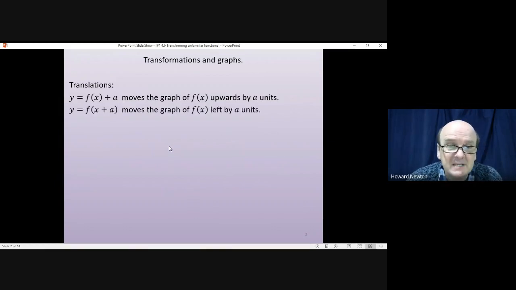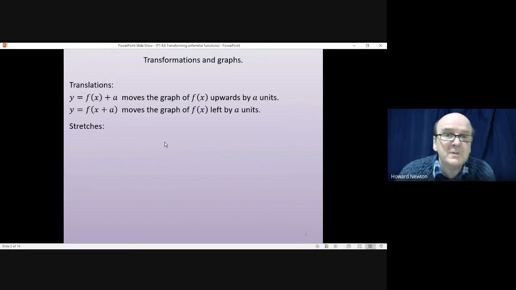If we adjust the x values, which is what we're doing here, y equals f of x plus a, you'd be adding on a to wherever you have x in the function. Now the graph does move horizontally, but the opposite direction from what you would expect. When we add on a to the x values, the graph actually moves backwards by a units. It moves to the left by a units.